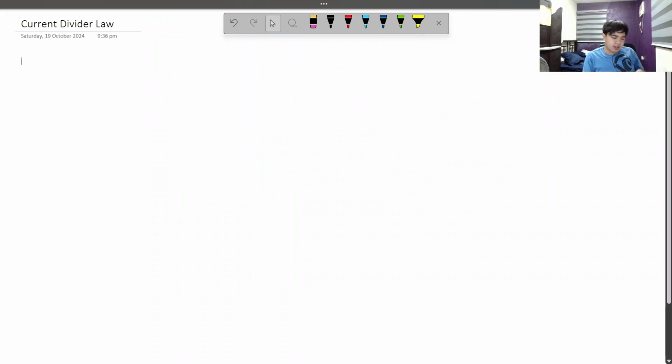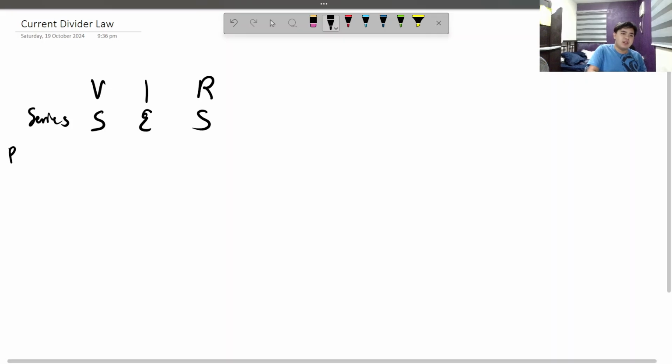What about the current divider law? Well, the current divider law only works in parallel because in series it's all equal again. In a series circuit, sum equals sum. So current in series is equal. What about in parallel?